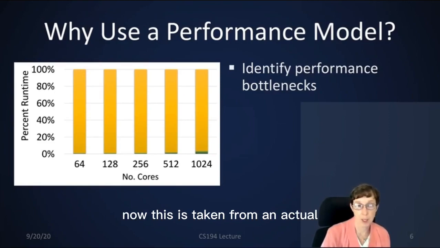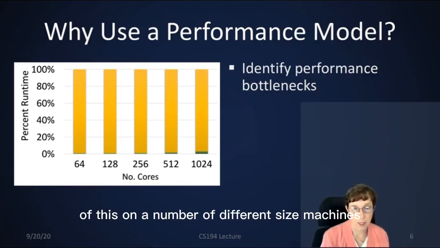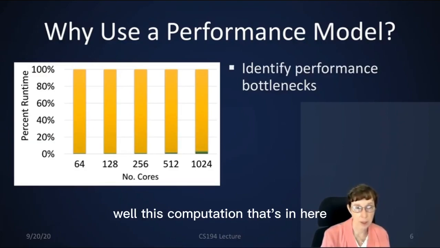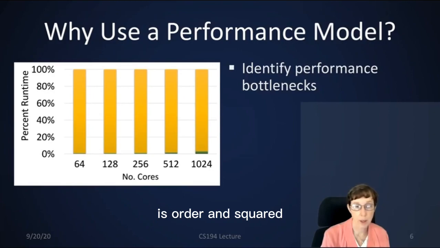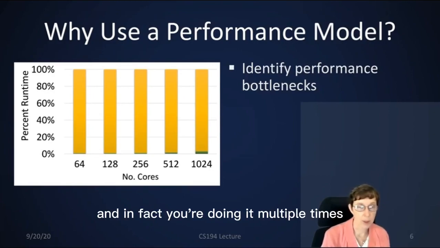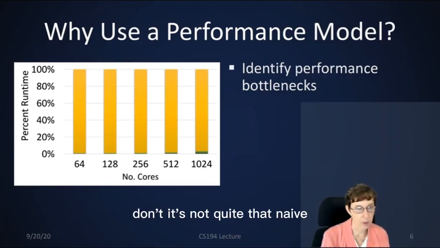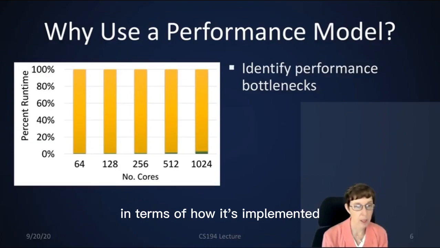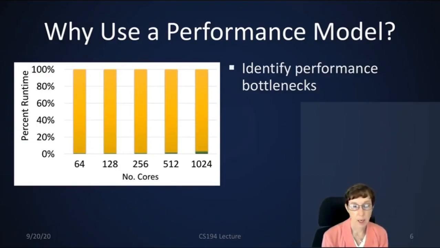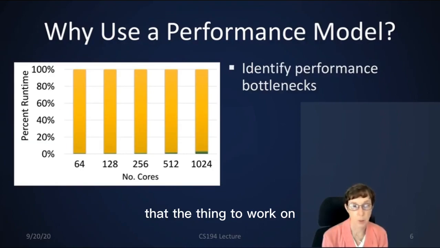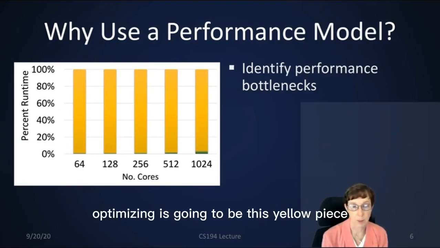Now this is not a performance model, this is taken from an actual run of this on a number of different size machines. But what you could do is look at the complexity of this and say, well, this computation that's in here is order n squared. And in fact, you're doing it multiple times, and so it can almost be up to n to the fourth, although it's not quite that naive in terms of how it's implemented. Whereas a lot of these other things are going to be closer to linear. And so the performance model might help us decide, even before we've written the application, that the thing to work on optimizing is going to be this yellow piece.